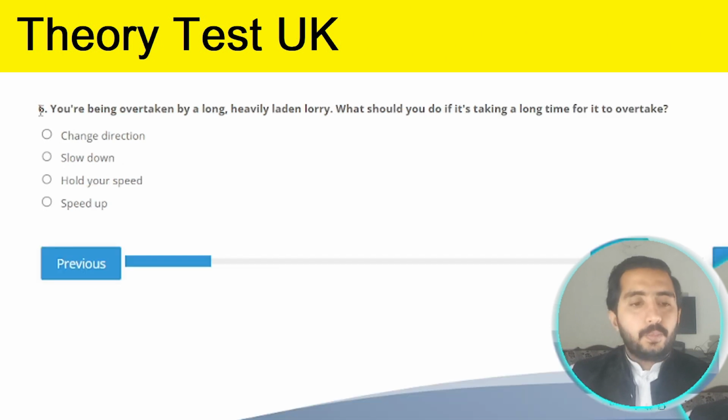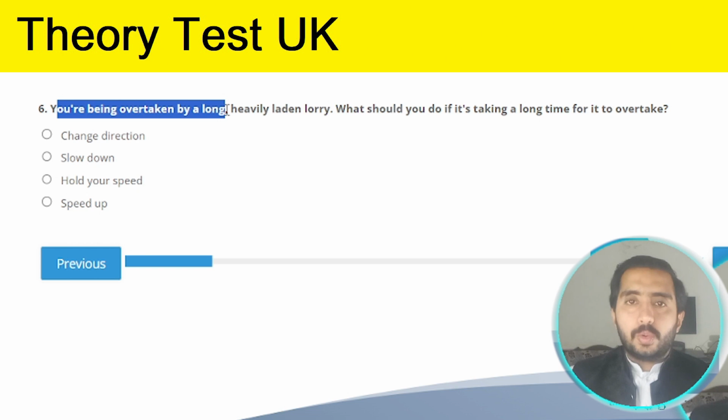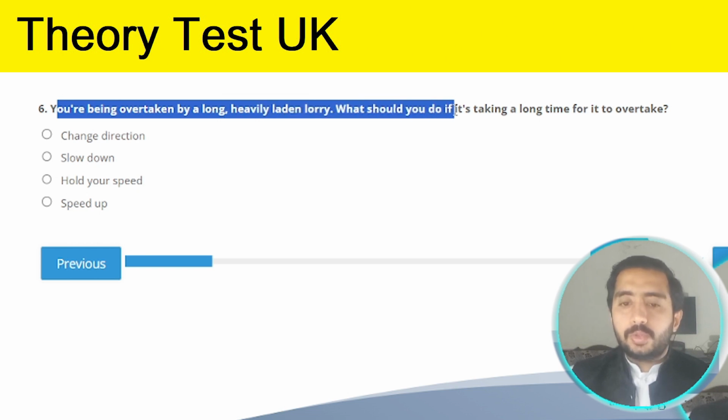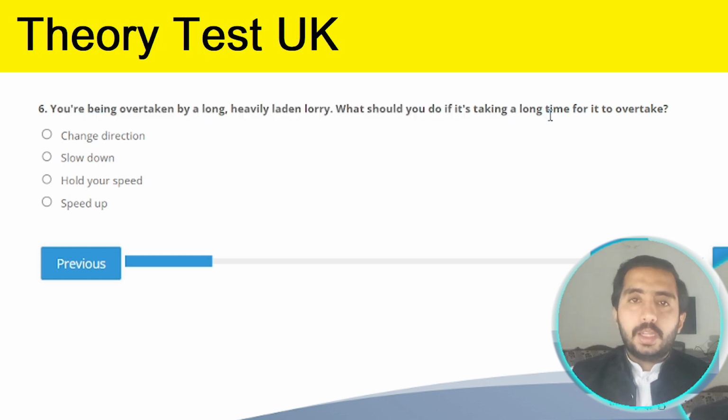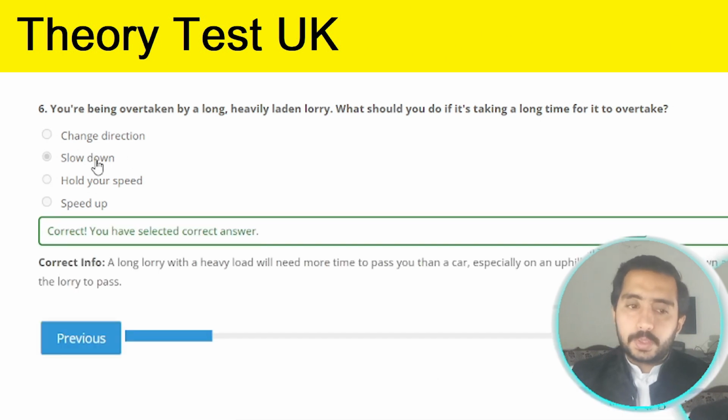Next question, question number 6. You are being overtaken by a long, heavily laden lorry. What should you do if it is taking a long time to overtake? In this case, if it is taking a long time to overtake, you need to slow down your own speed. Option B is the correct option.